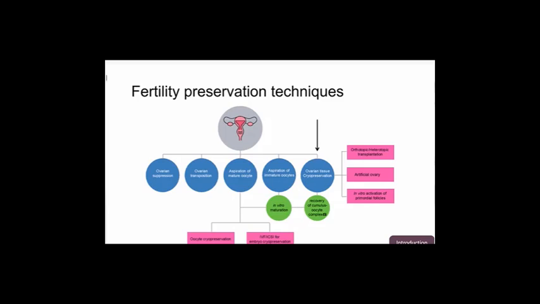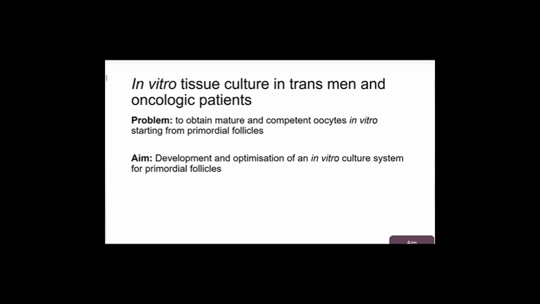Subsequent transplantation, but this is not an eligible option for all patients, and therefore several groups try to mature ovarian tissue in vitro in order to activate primordial follicles. The ultimate goal is to obtain mature and competent oocytes in an in vitro setting, starting from primordial follicles, and therefore we need to develop and optimize an in vitro culture system.